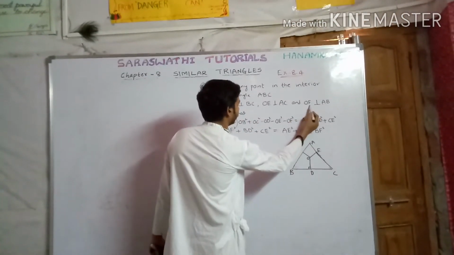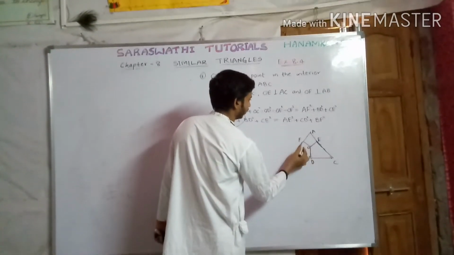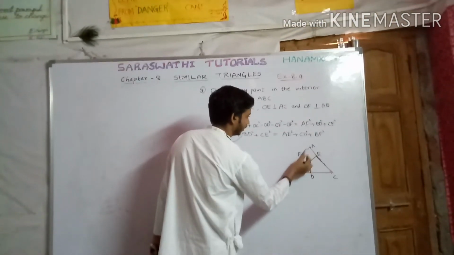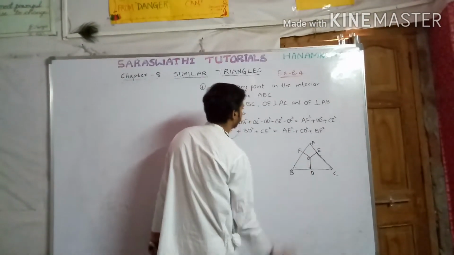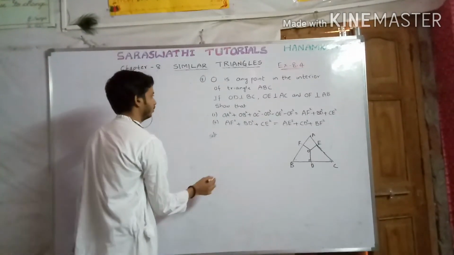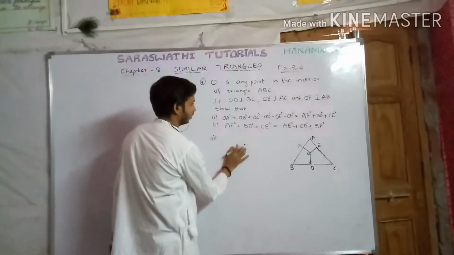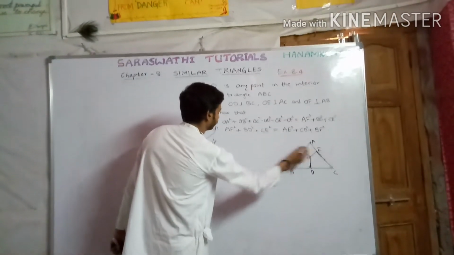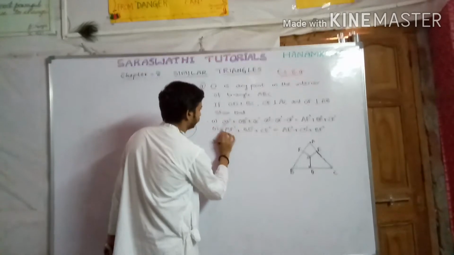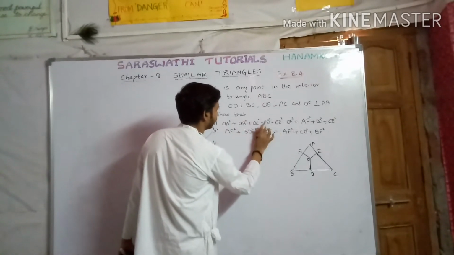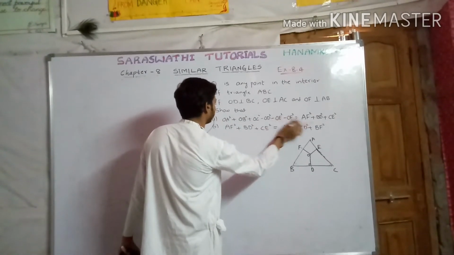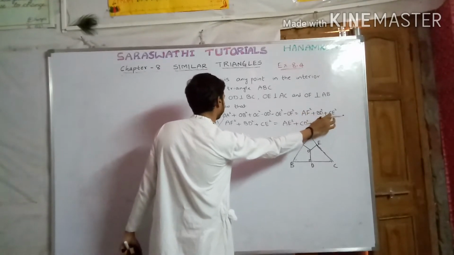Similarly, OF is perpendicular to AB, given. That means angle AFO equal to angle BFO equal to 90 degrees. So first write the given data again. So we have to prove OA square plus OB square plus OC square minus OD square minus OE square minus OF square equal to AF square plus BD square plus CE square.